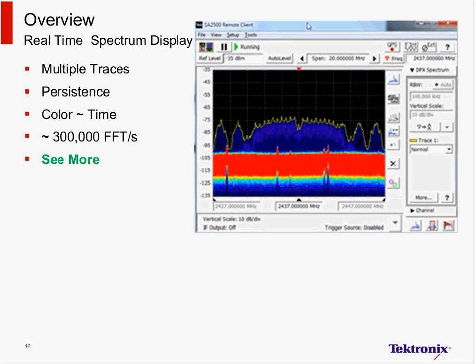Today, we have real-time bandwidths up to 165 megahertz and real-time transform rates of up to 390,000 transforms per second. That means we get to see a whole lot more than a regular spectrum analyzer display can show us.